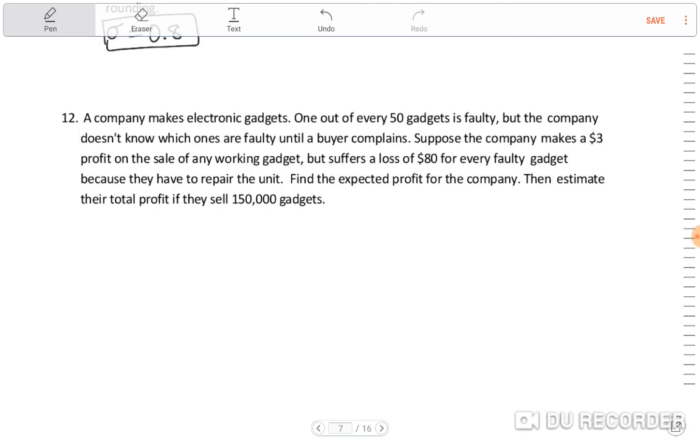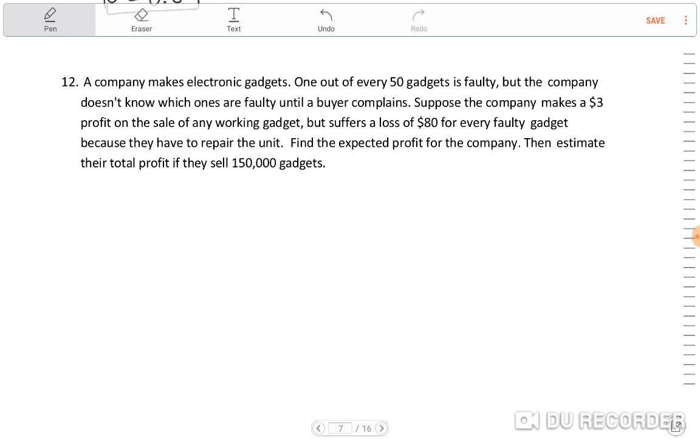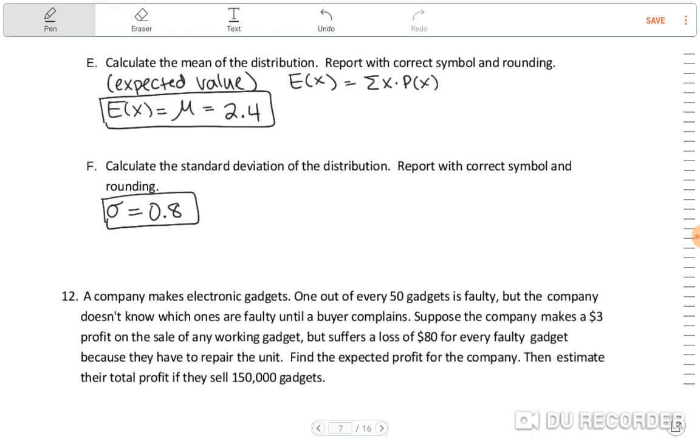Okay, number 12 says, a company makes electronic gadgets. 1 out of every 50 gadgets is faulty, but the company doesn't know which ones are faulty until a buyer complains. Suppose the company makes a $3 profit on the sale of any working gadget, but suffers a loss of $80 for every faulty gadget because they have to repair the unit. Find the expected profit for the company, then estimate their total profit if they sell 150,000 gadgets.